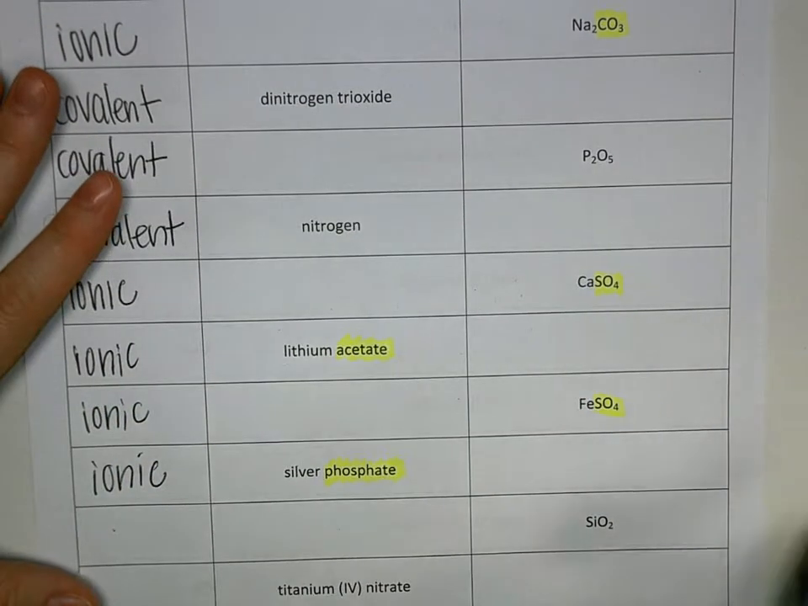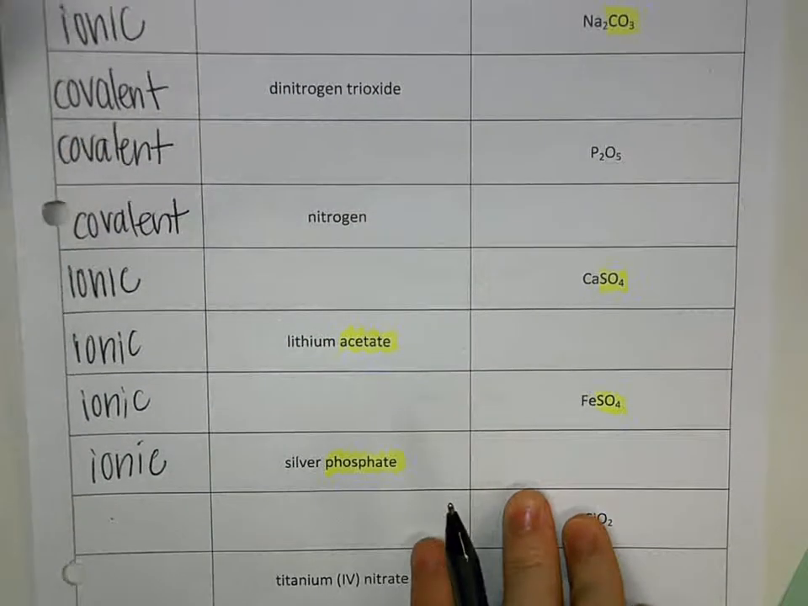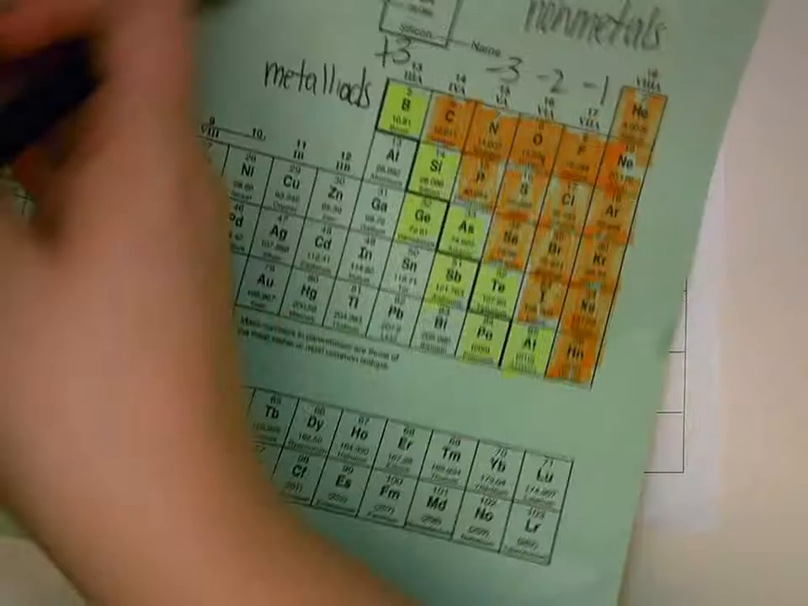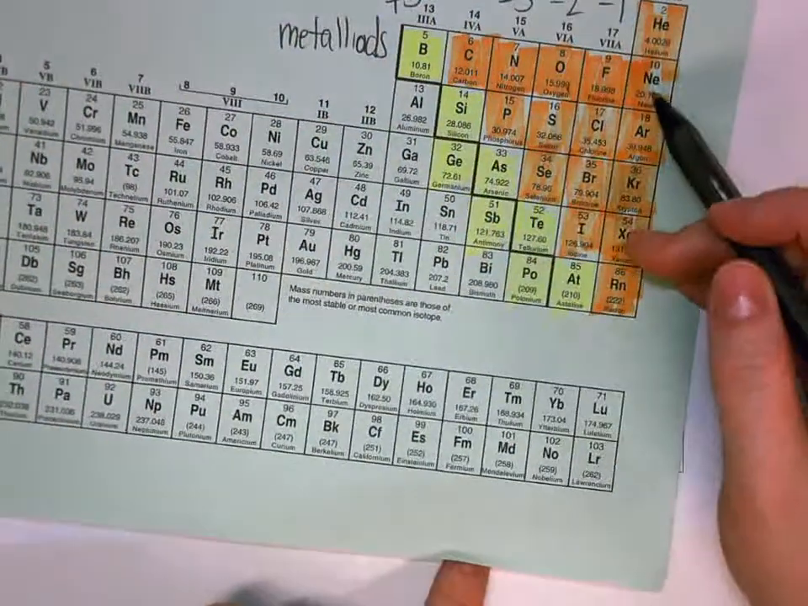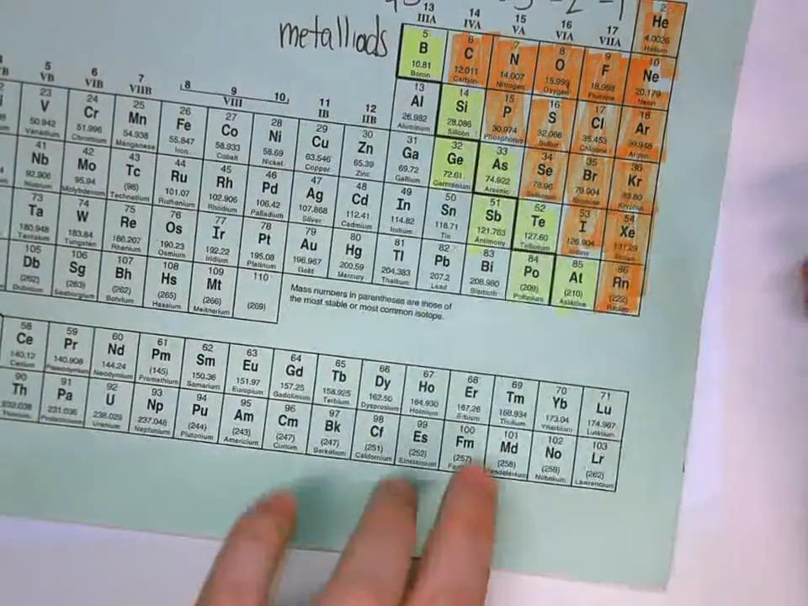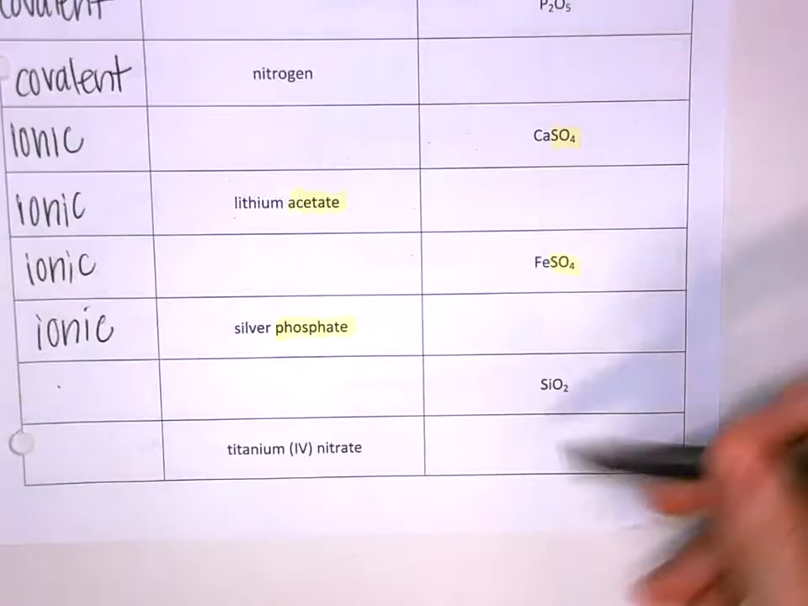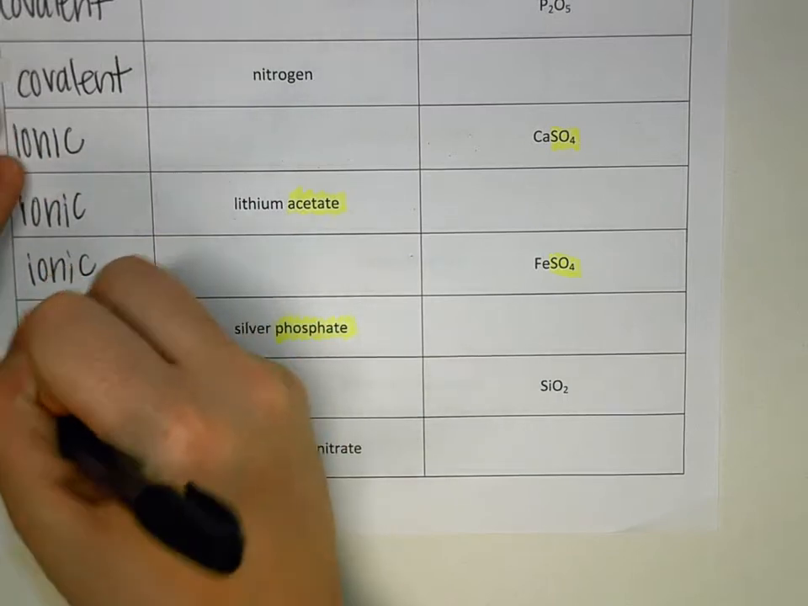Okay, I have SiO2 coming up next. So SiO2, here's Si, and then we have oxygen. So in this case we have a metalloid and a nonmetal, so this is going to be covalent.